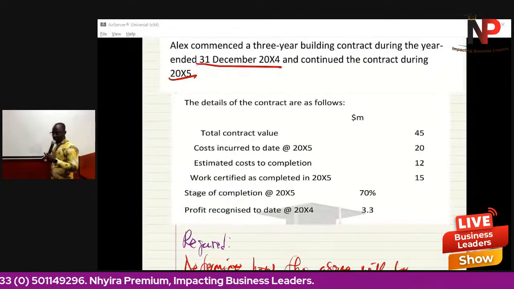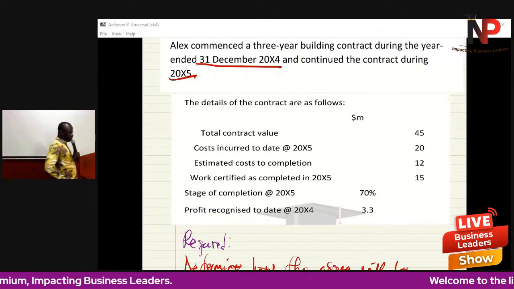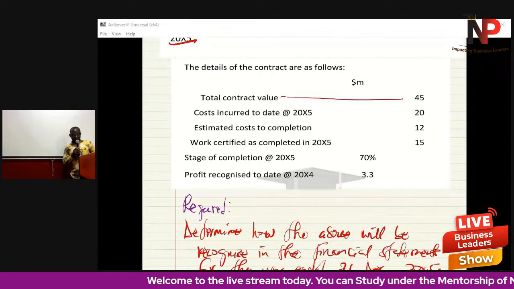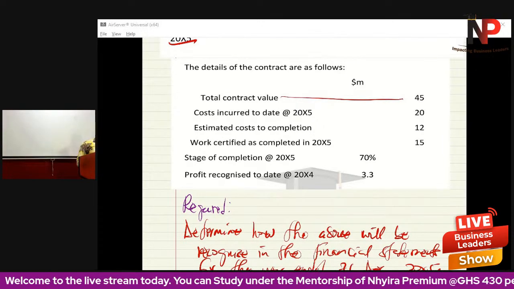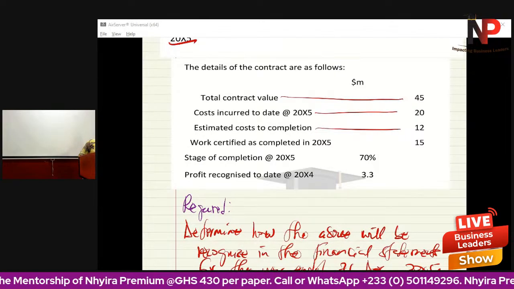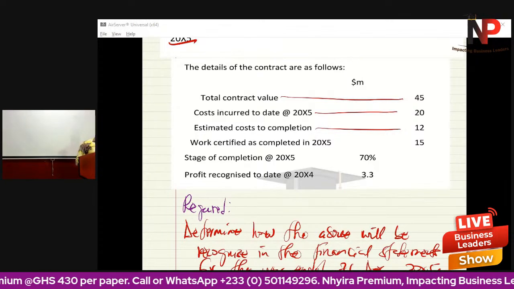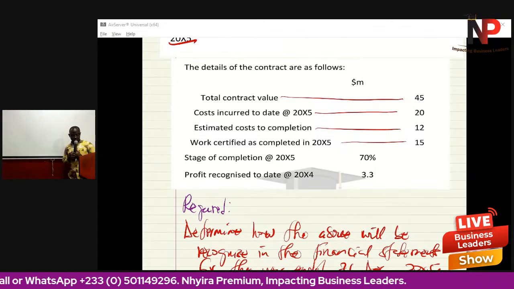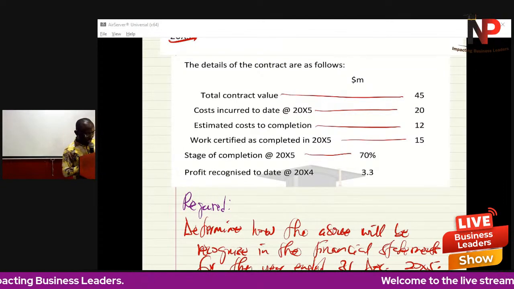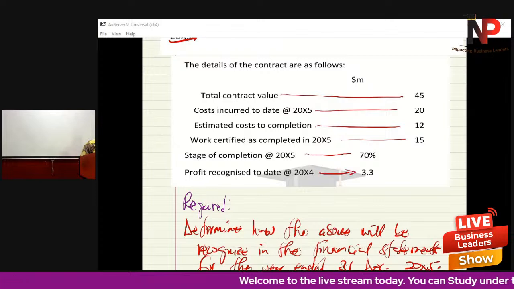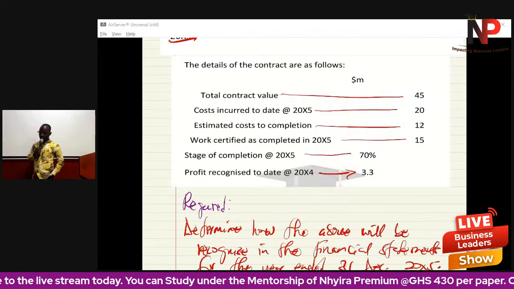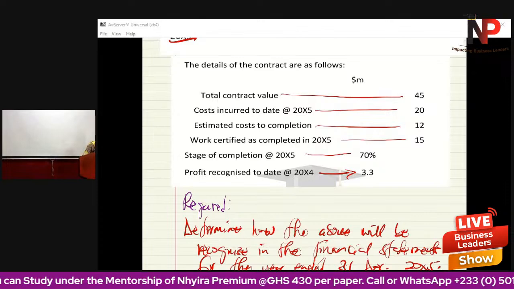So the year ended we are preparing the financial statement for is 2015. Contract details. Contract value is $45 million. Cost incurred to date at 2015 is $20 million. Estimated cost to completion is $12 million. Work certified as in 20X5 is $15 million. The stage of completion is at 70% as at 20X5. And the profit recognized in 20X5 is 3.3. It's 3.3.